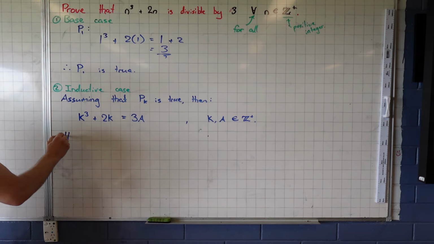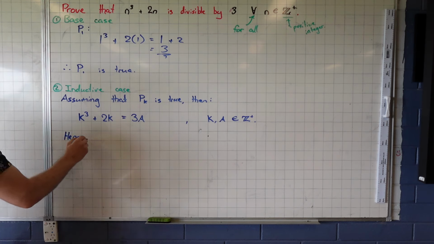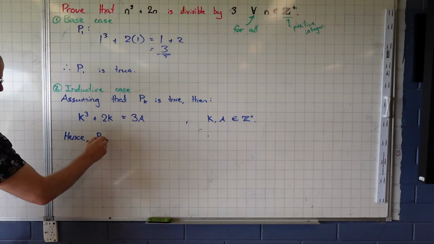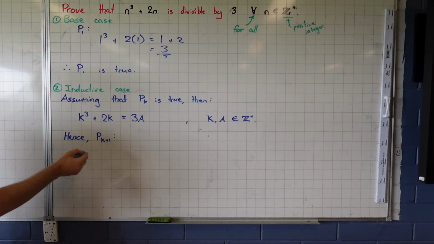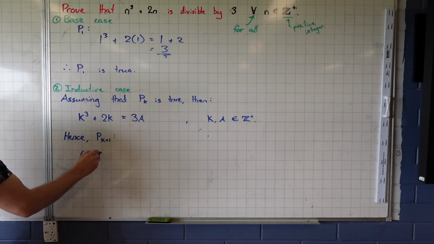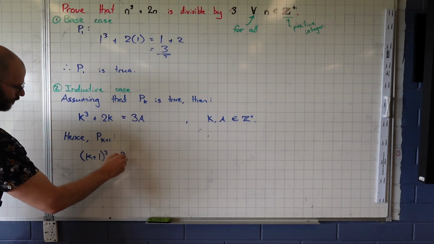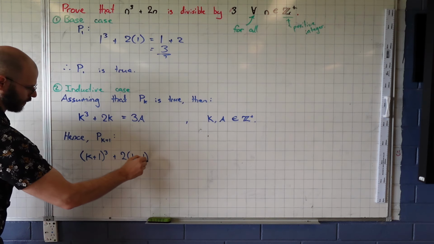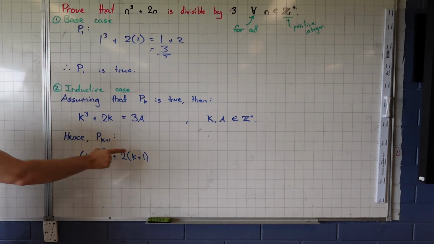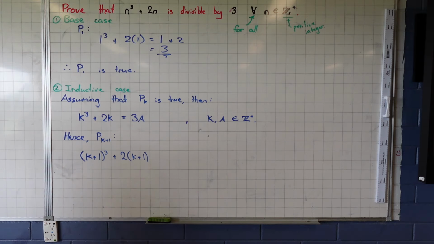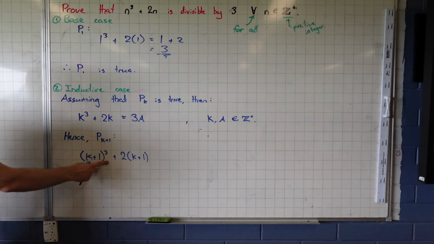Hence, P of k plus 1. And this is where the fun begins. If it's P of k plus 1, then every time we see k, we change it to k plus 1. Remember, we're working with an expression, so this is just our expression here. Next step, we need to configure it in such a way that we show that everything is divisible by 3. Because I can't really work with this based on what I have up here, I want to expand this.